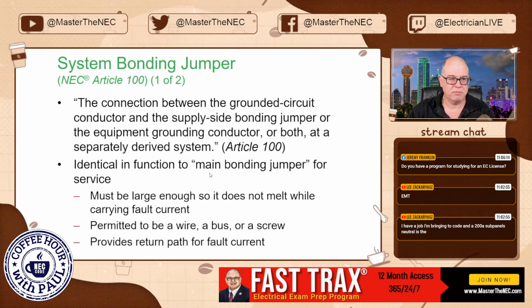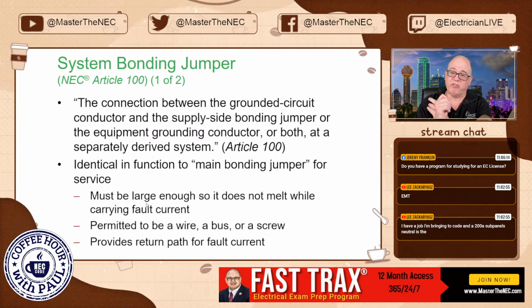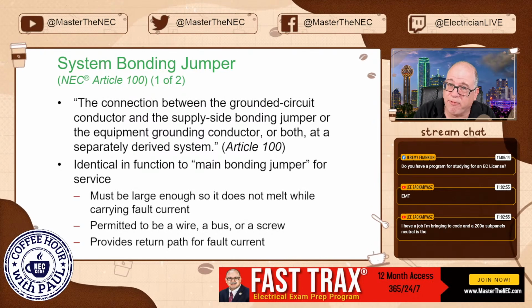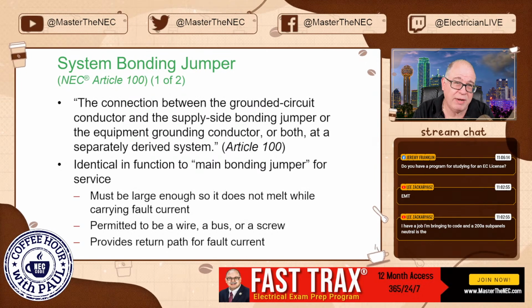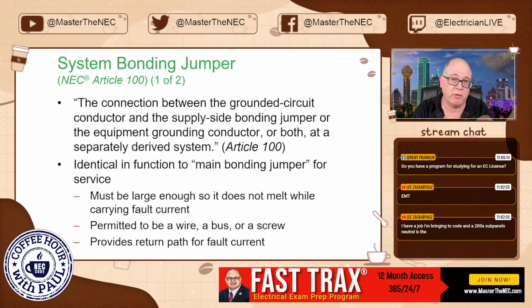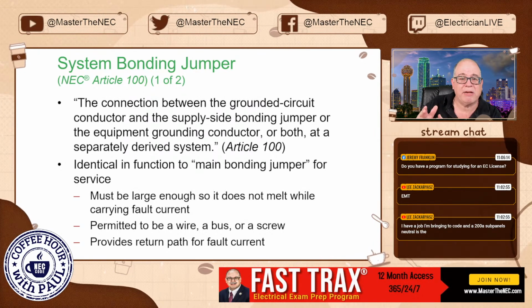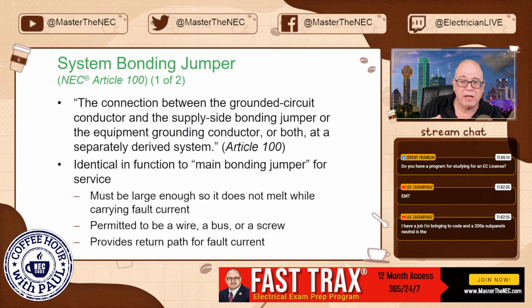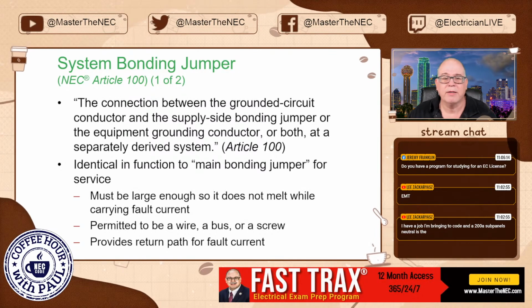It's identical concept, okay? First thing, it must be large enough so that when you do have that fault, it doesn't melt down. And incidentally, that's another reason why we have a full-sized equipment grounding conductor when we're running parallels, because you could have the fault in that one raceway, and we want to make sure it's sized enough that it doesn't melt down during the fault condition, okay? Yeah, we're going to talk about all that when we get there, all right?